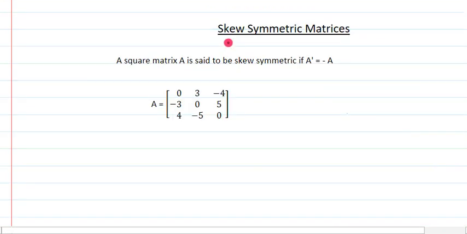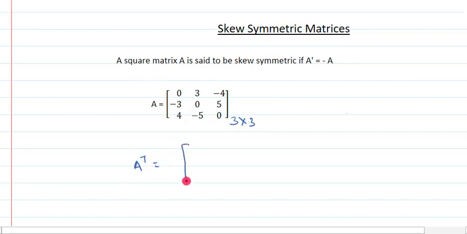Let us discuss skew symmetric matrices. A square matrix A is said to be skew symmetric if its transpose is equal to negative of that matrix. For example, here let us have a matrix A with order 3 by 3 because we need to take a square matrix. Now let us calculate transpose of it.